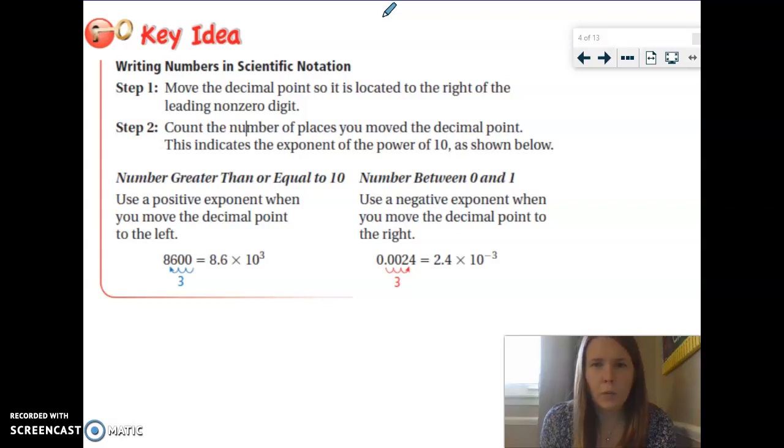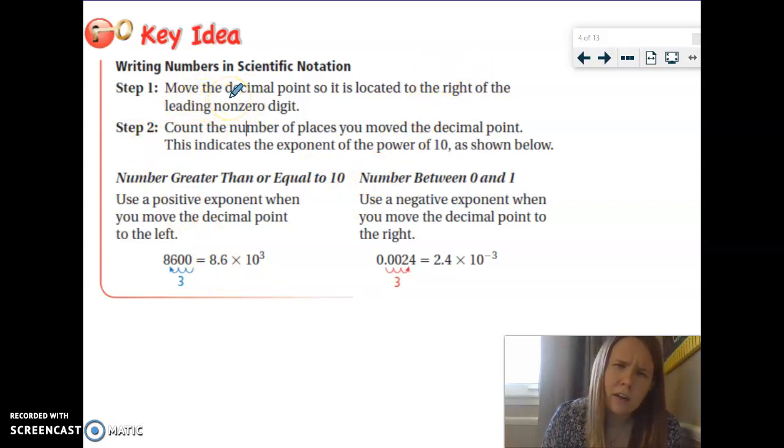Basically, what it means is I want to move my decimal so that my number, or that factor, is somewhere between 1 and 10. So in this case, I didn't want to move it all the way up past the 8 because then it's not between 1 and 10, and I can't just put it after the 6 because then I'm going to have 86. So I want to put it right in between these two numbers, so it's located to the right of the leading non-zero digit. Basically, you want to have a number in front that is at least 1 or greater. That's what they meant by that.